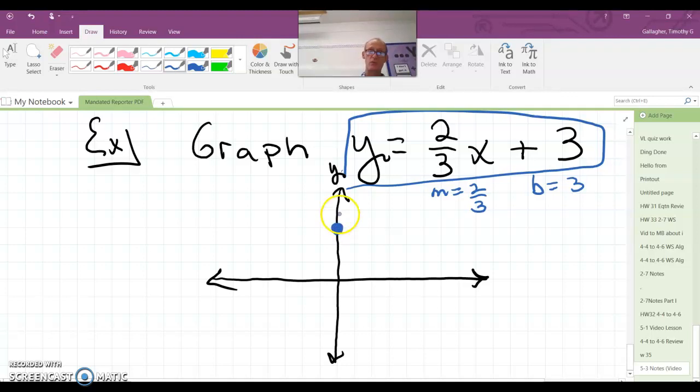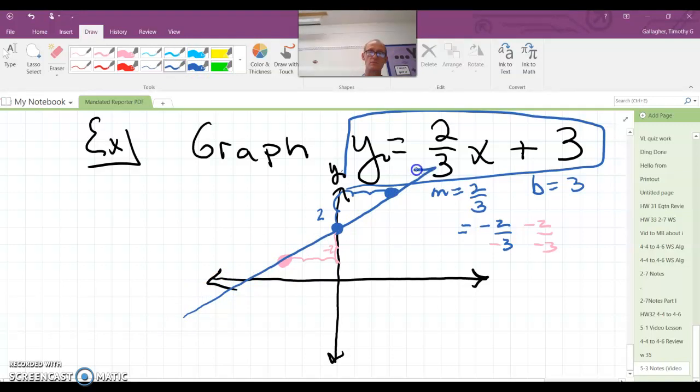Here's the y-axis. 1, 2, 3. And then I'm going to rise 2, 1, 2, and run 3, 1, 2, 3. Plot the second point. Now, I can also do -2 over -3. If I do -2 over -3, that's the same thing. It's the same line. So then I graph this line like that.